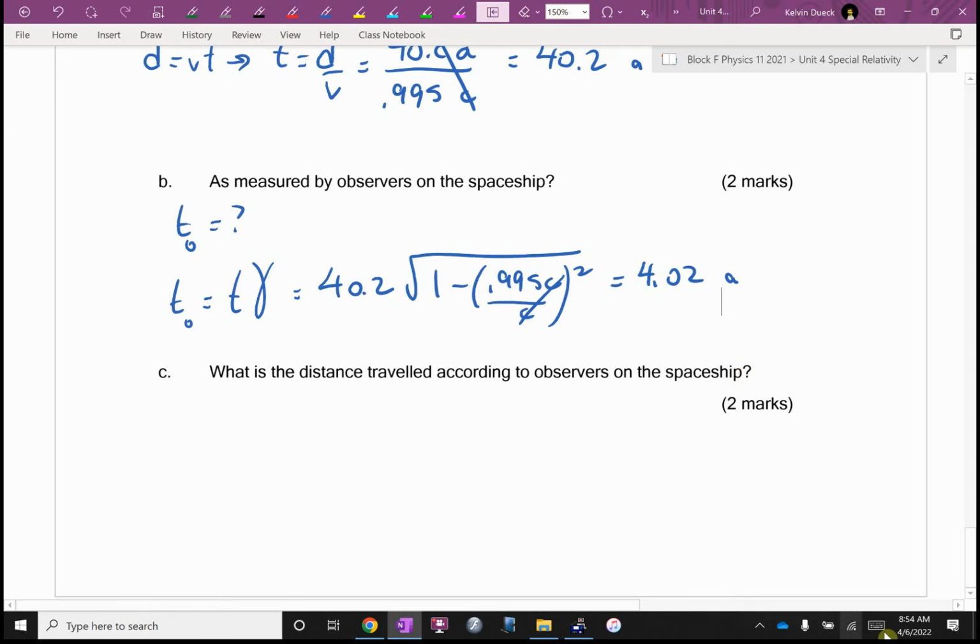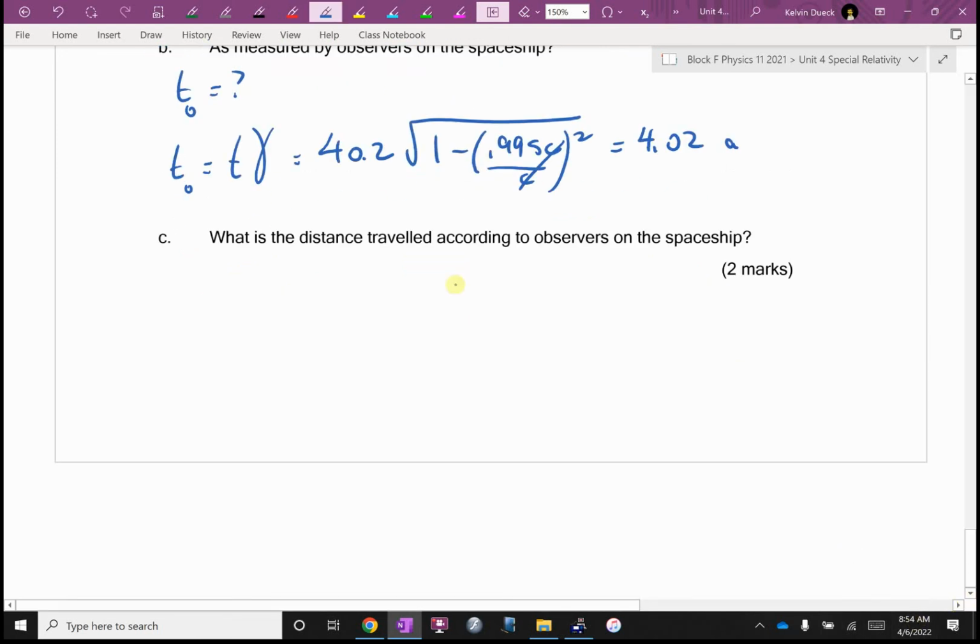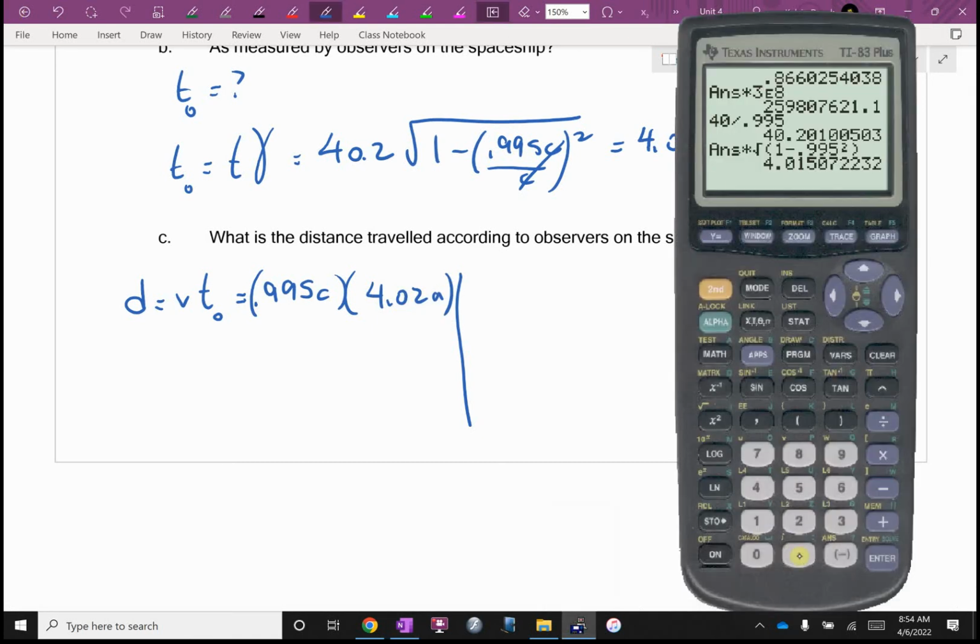What's the distance traveled? There are 2 ways that you can do part C. You can use good old D equals VT, but this is going to be the distance traveled by the spaceship, so it's going to be T0. How fast is the spaceship going? 99.5% of the speed of light. What's T0? I'm going to write 4.02, but I'm using my answer button, and I can go 0.995 times answer button. And so the spaceship, because space is contracting in the direction that they're traveling, that's our explanation, they're only going to travel 3.99 light years.